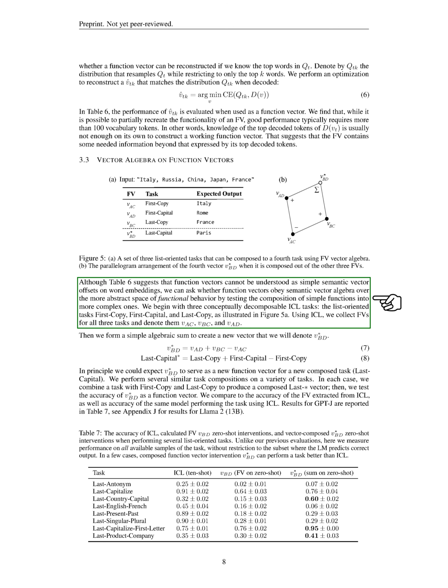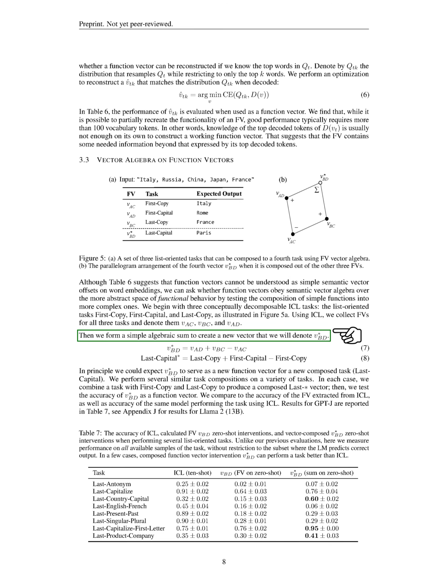We'll start with 3 tasks that can be conceptually broken down: first copy, first capital, and last copy, as shown in the figure. Using in-context learning, ICL, we gather function vectors, FVs, for all three tasks and label them as v_AC, v_BC, and v_AD.